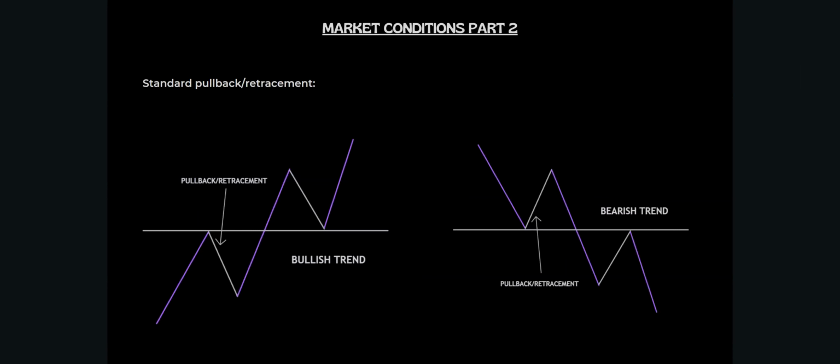So, something simple, right? First, we learned market conditions part 1, where we learned a bullish trend, a bearish trend, a consolidation trend, right? And break-off structures. And by now, you should know what pullbacks and retracements are. So this is something I've just quickly mentioned.